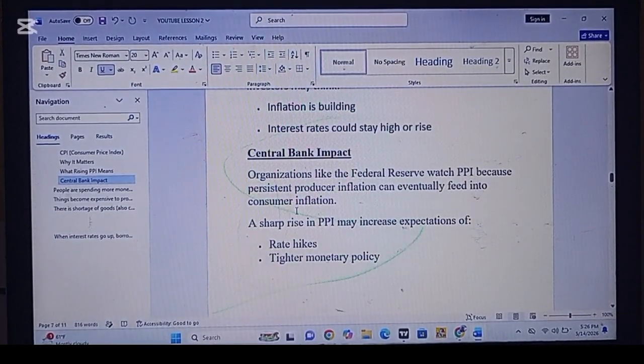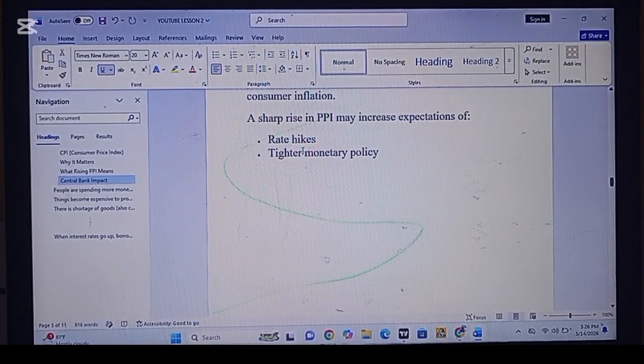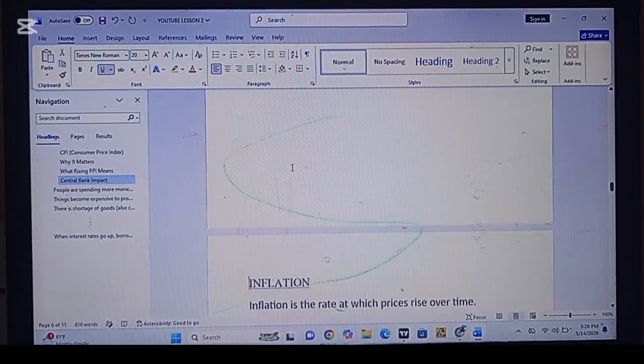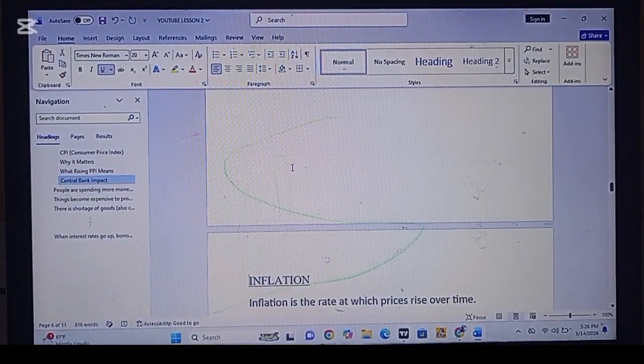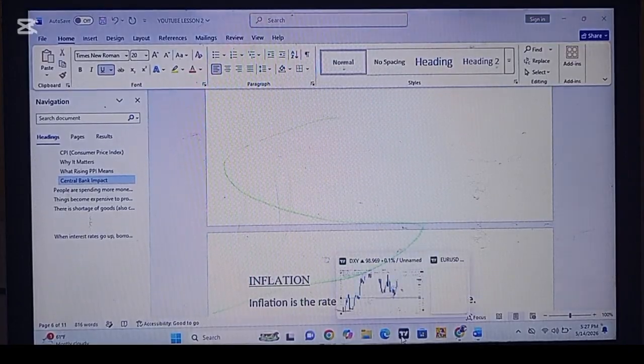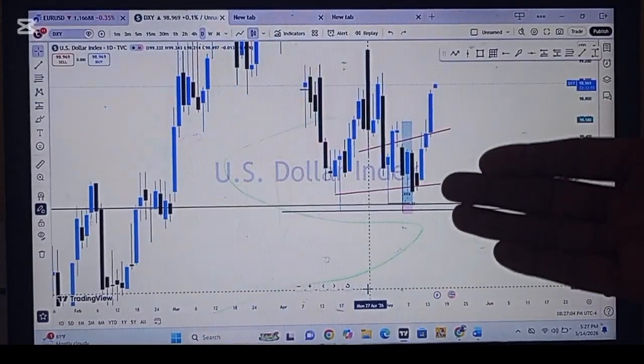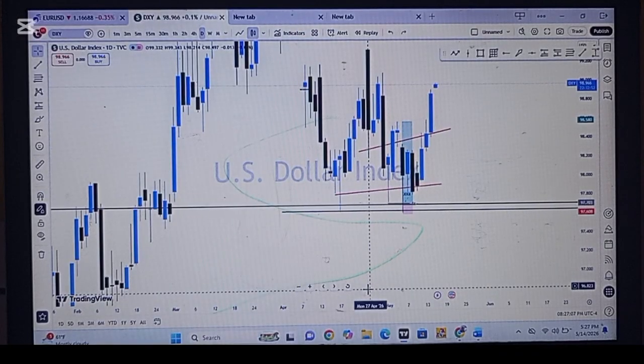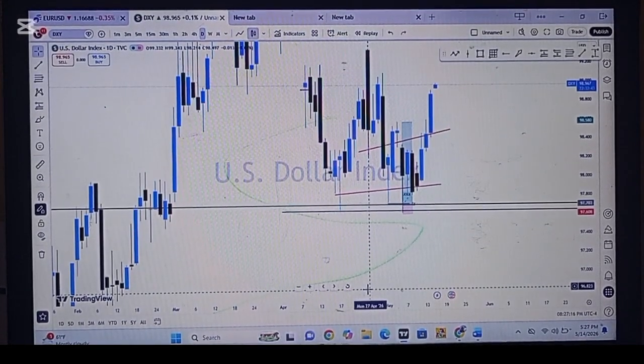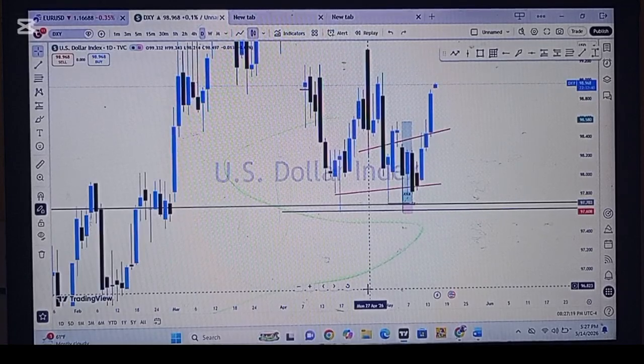The central bank impact. A sharp rise in PPI may increase the expectation of rate hikes and tighter monetary policy. It is as simple as that. So that is why when you come to your DXY, you'll understand why we are buying USD. It is not because of order blocks, not because of resistance, not because of support. It's just because of the fundamental surrounding this week of high inflation. And you can see what high inflation does to a particular economy. It is as simple as that.